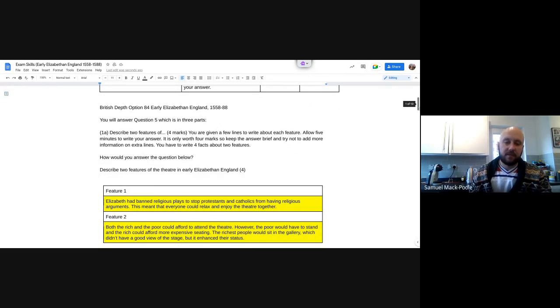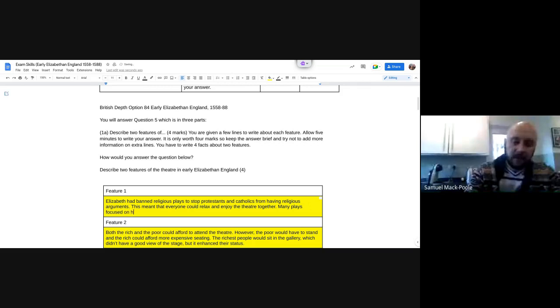An example question is this here: describe 2 features of the theatre in early Elizabethan England. Feature 1: Elizabeth had banned religious plays to stop Protestants and Catholics from having religious arguments. This meant that everyone could relax and enjoy the theatre together. I'd actually add a little bit more to this: many plays focused on histories rather than Bible stories. That would be a nice example there.